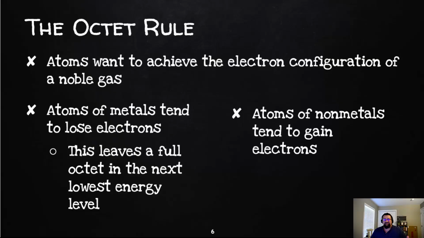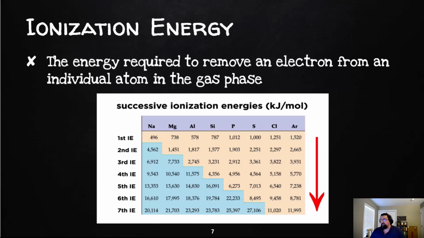So how do we know if it gains or loses an electron? Like we said, metals tend to lose, nonmetals tend to gain. It's because of this thing that we can measure called ionization energy, which is the energy required to remove an electron from that atom. We're going to look at that third period: sodium, magnesium, aluminum, silicon. This is the ionization energy, the energy to remove one electron. And then it goes down, it tells us the energy to remove a second, a third, a fourth.